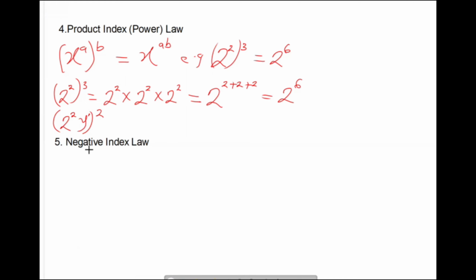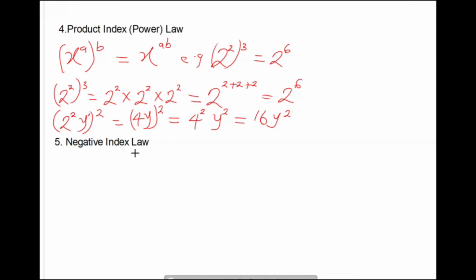Now 2 raised to the power of 2y raised to the power of 1, everything raised to the power of 2. The easiest way to go about this: 2 raised to the power of 2 is 4, y squared, that's what it means. Since we have a number and a variable inside the brackets, and they are also to the power of 2, we distribute that power to each element in that bracket. So we say 4 to the power of 2, y to the power of 2, and 4 to the power of 2 is 16, y squared.